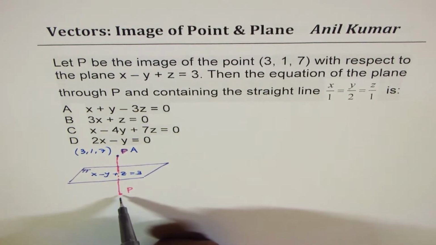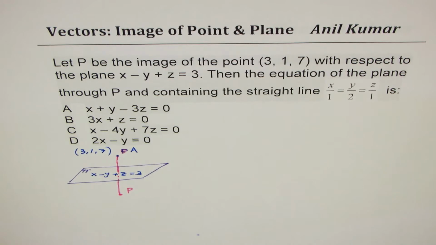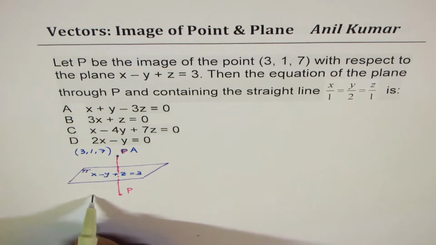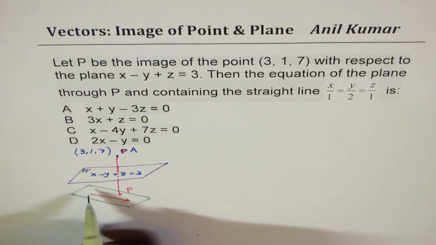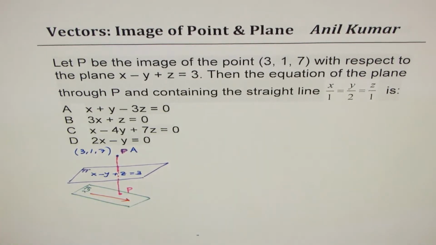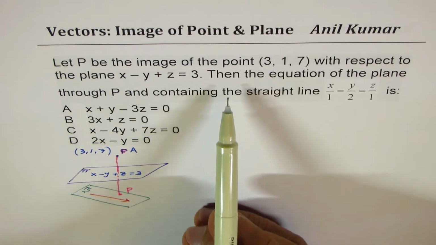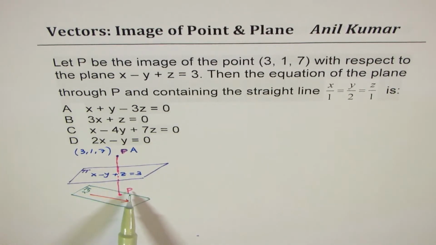Now, we are also given a straight line close to this point. Let's say we have a straight line here. This point and the straight line will form another plane, correct? So let's say they form a plane kind of like this. We are calling this plane 2. We have to find the equation of this plane, which contains the image of the point and the line. So that's the question for you.